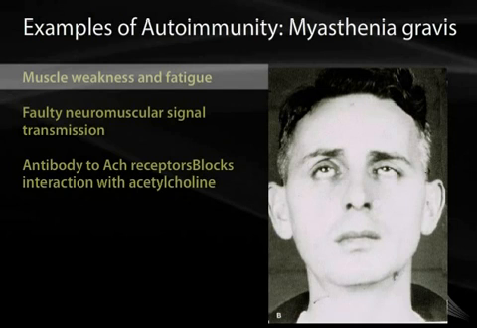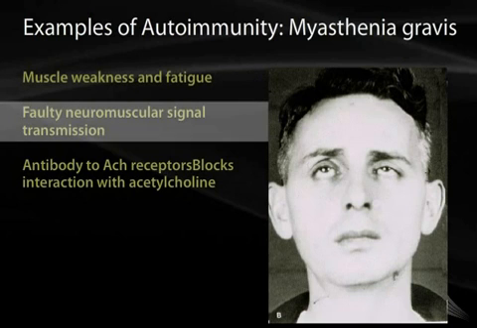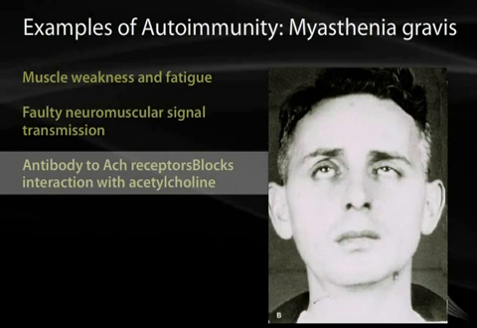They get really tired and fatigued. And what the immunologic factor going on with myasthenia gravis is faulty neuromuscular signal transmission. These patients have antibodies to the acetylcholine receptors. These antibodies bind to acetylcholine receptors, prevent the acetylcholine from transmitting the signal from the neuron to the muscle, and you get muscle weakness, you get discoordination.